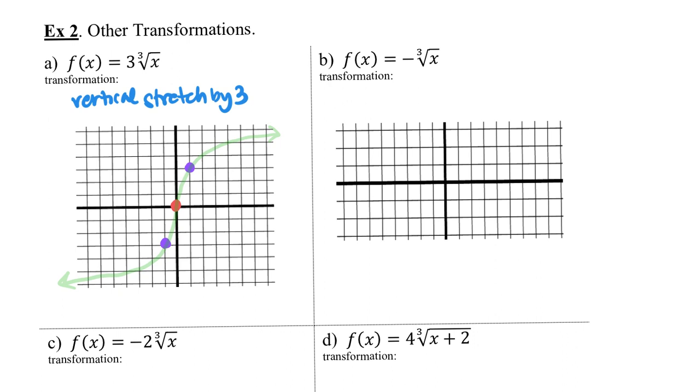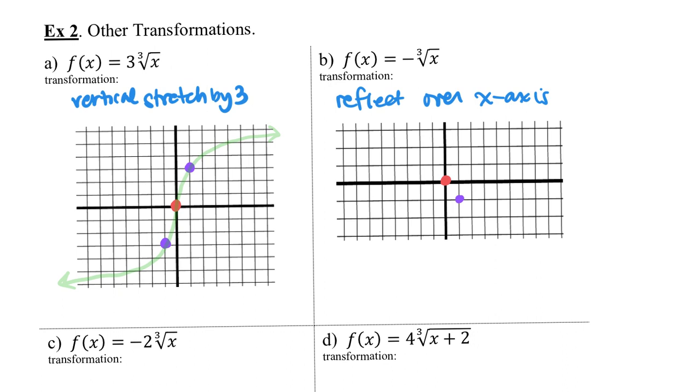Let's try b. f of x equals the negative third root of x. That negative in front is multiplying the y value by a negative, so it's going to reflect it over the x-axis. Okay, but it's still at 0, 0 because it's not being translated. Normally the third root of 1 is 1, but they're saying times it by negative 1. So instead of going up 1, I'm going to go down 1.